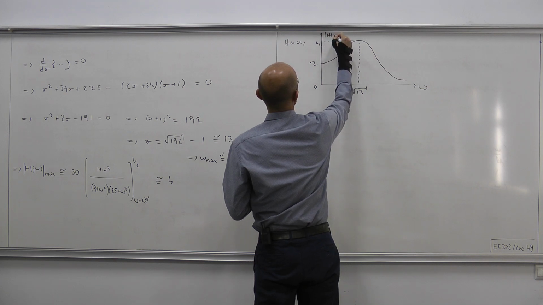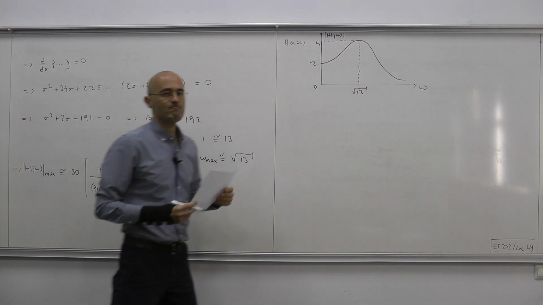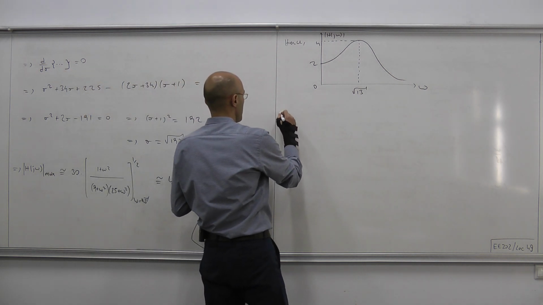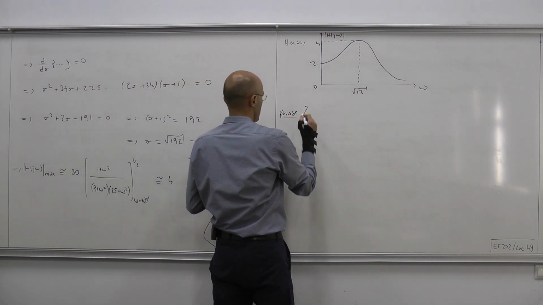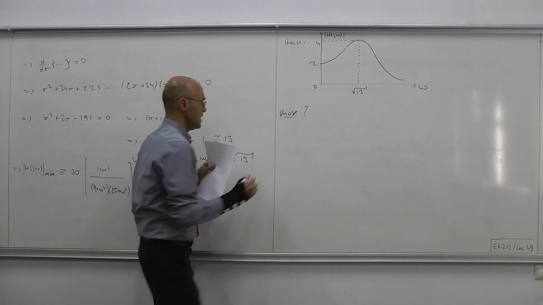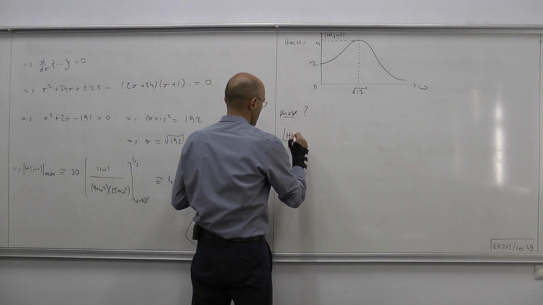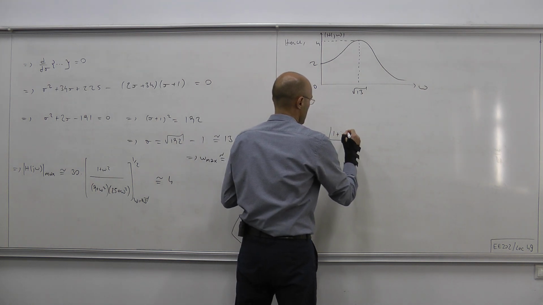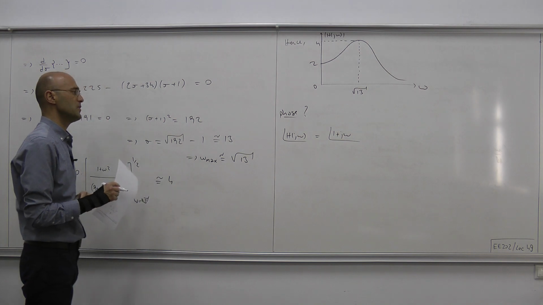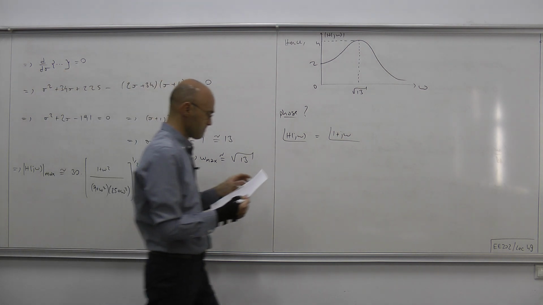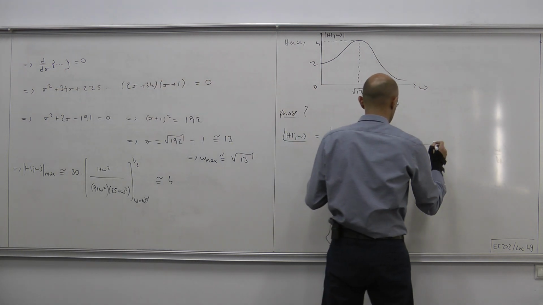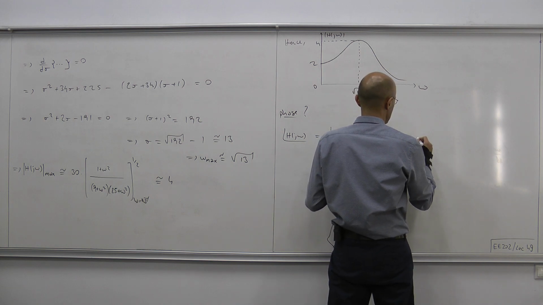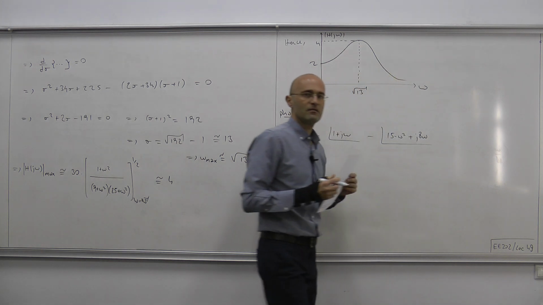Okay, that's the magnitude of H(jω). Now let's move on to phase. So the phase of H(jω) equals the phase of the numerator minus the phase of the denominator, which is 15 minus ω² plus j8ω.